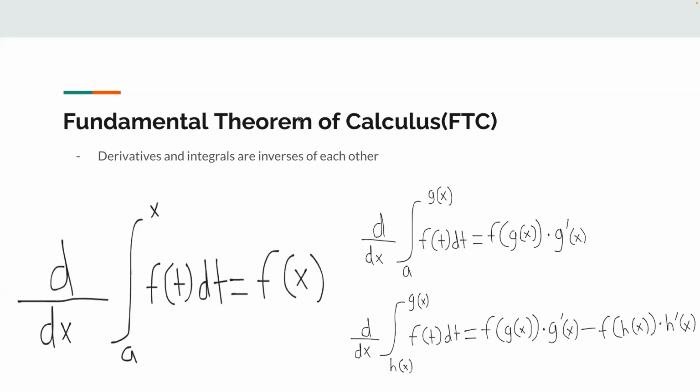And for the bottom one, if both bounds are functions, then we just have to use chain rule again, but we have to subtract because it starts at the bottom function and ends at the top function. That'll be f of g of x times g prime of x minus f of h of x times h prime of x.